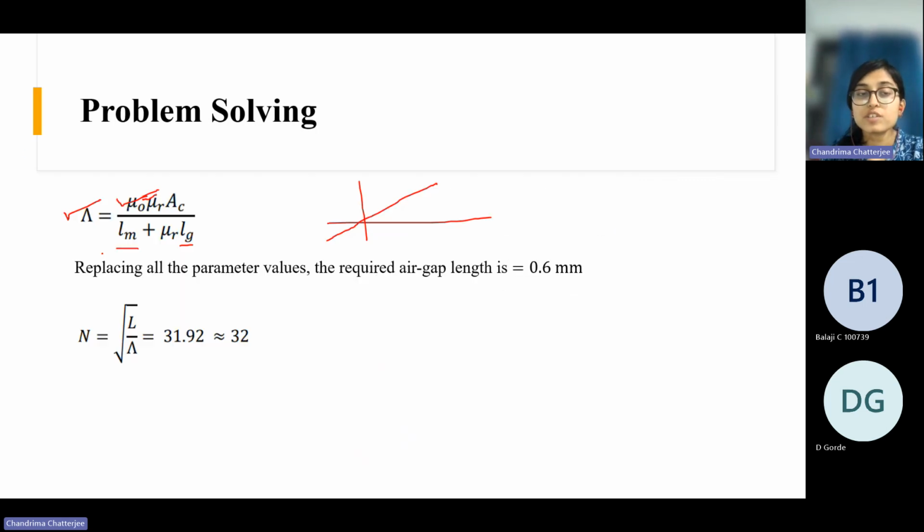So all these values we know. The only unknown is LG, which is the air gap length. That comes out to be 0.6 millimeter. So this much air gap you need to provide for your inductor. And then N, the number of turns, is root over L by permeance. This is 32. So now you have calculated all the required parameters, including the number of turns.